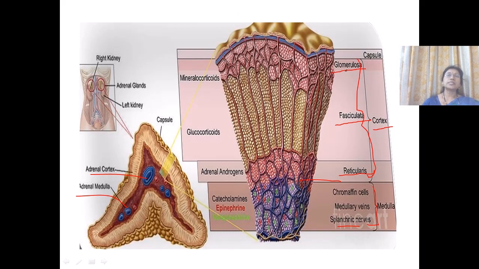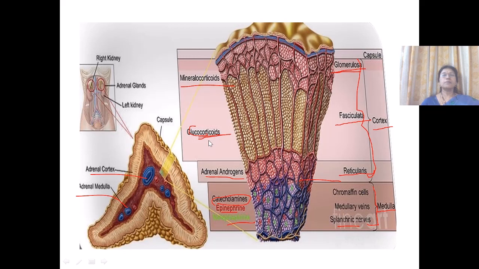The hormones secreted by the cortical regions are of different types based on the tissue. Here the glomerulosa secretes mineralocorticoids, fasciculata secretes glucocorticoids, and the zona reticularis secretes sex corticoids, or adrenal androgens. While the medulla secretes hormones called catecholamines. These are epinephrine and norepinephrine.